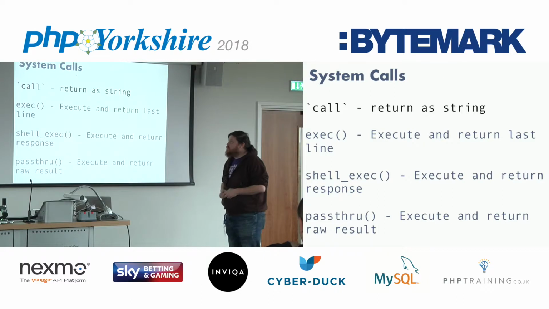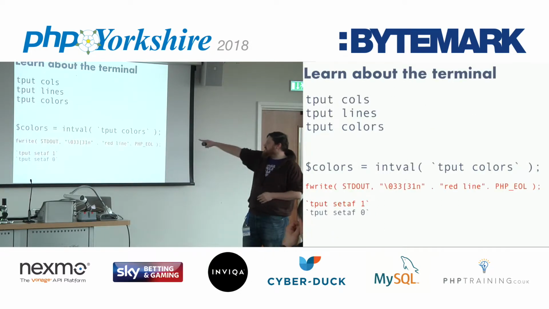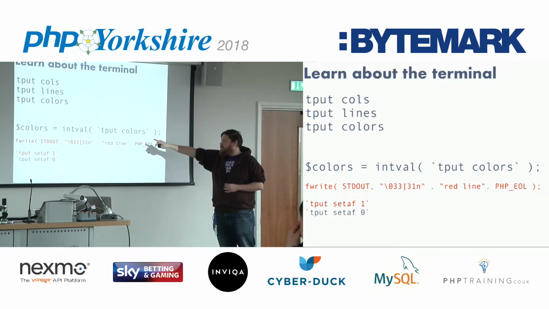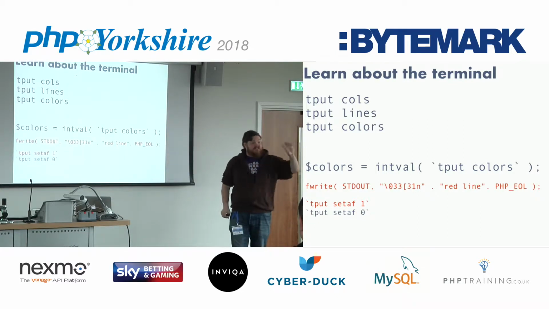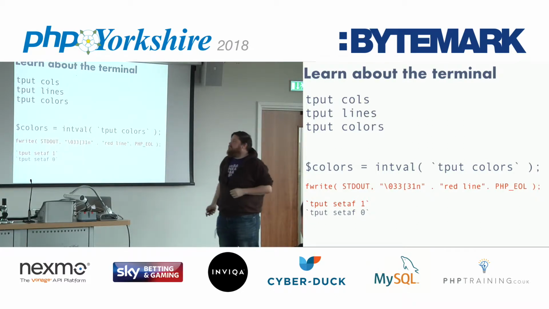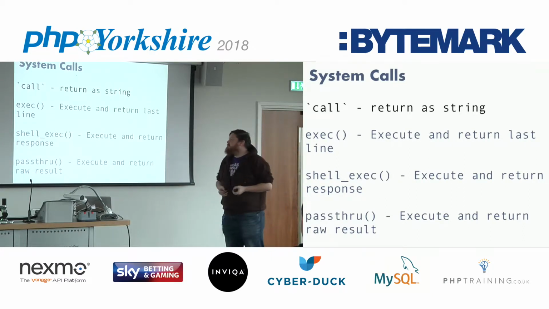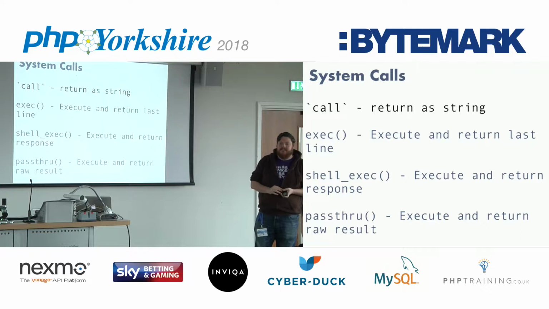So you may have noticed backticks in there. I was making a call to tput, but because I had it in the backticks, basically I'm saying return this back as the return string. So call return string, X executes and returns the very last line.